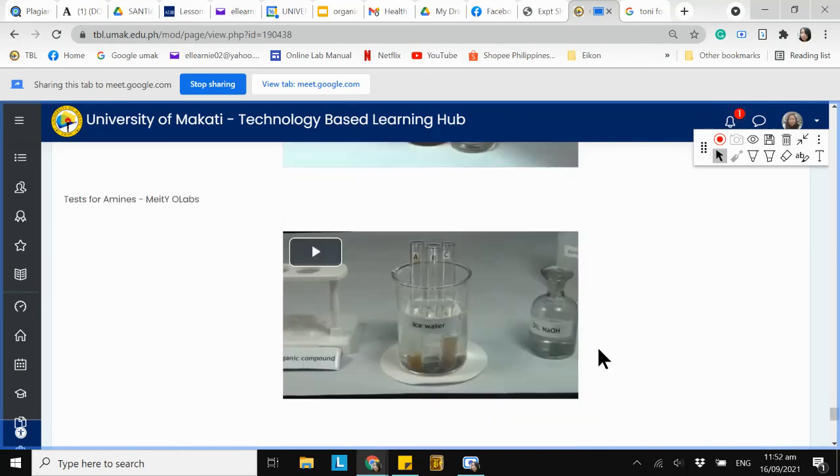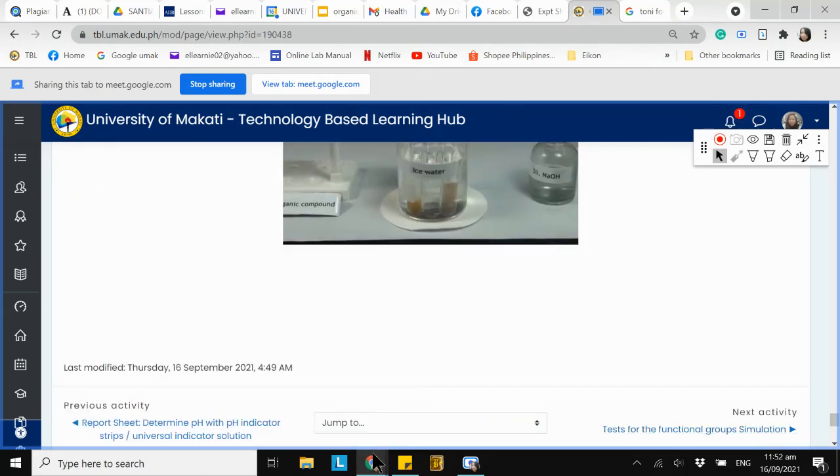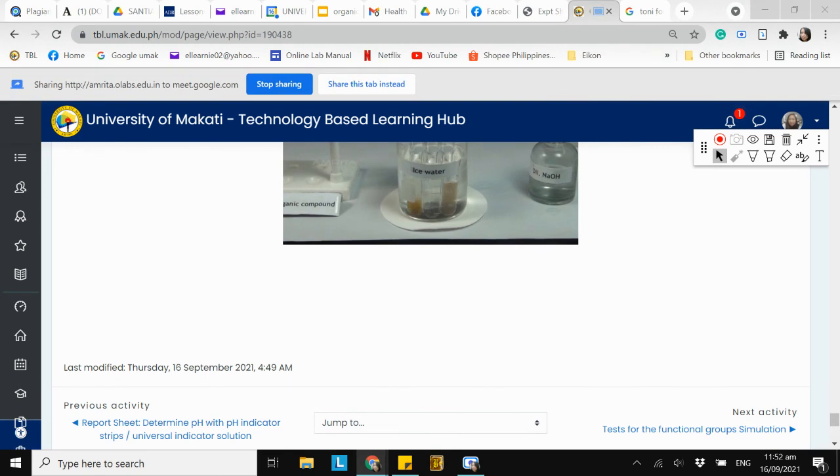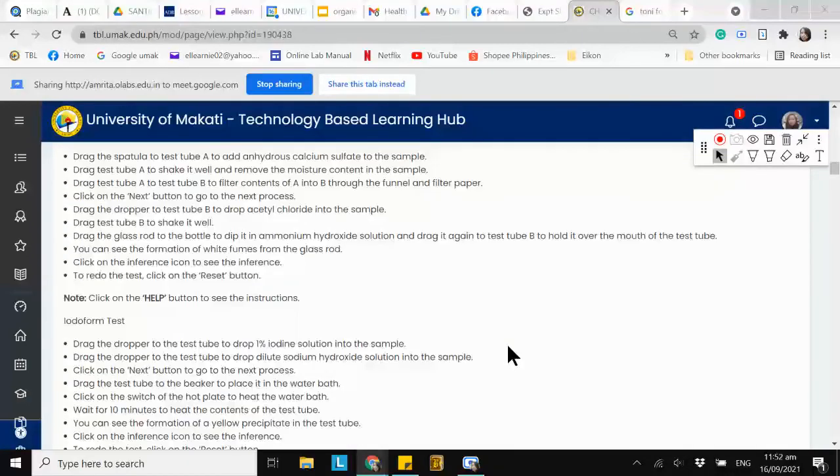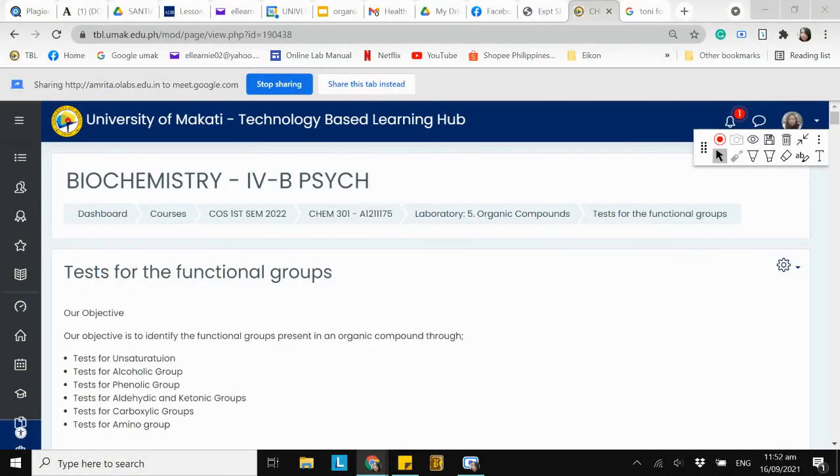Then the next one is the simulation. So let me just go to that simulation here. Okay. Now on the simulation, just make sure that you have a good connection. So kindly review the steps as mentioned on the procedure on the first part under this experiment. So, for example, for this one, for unsaturation, you just get bromine water.